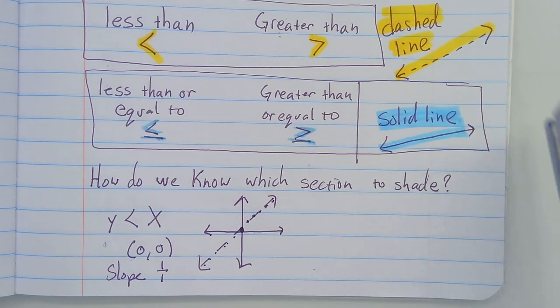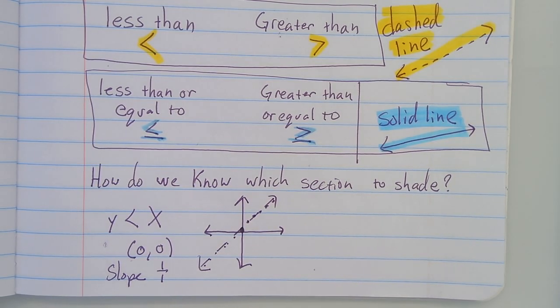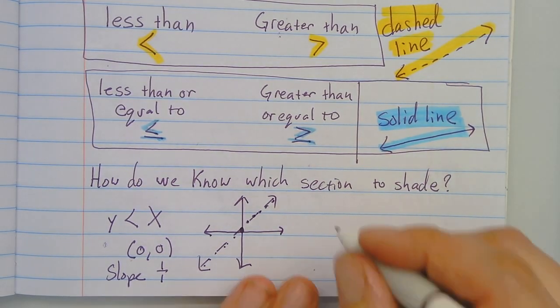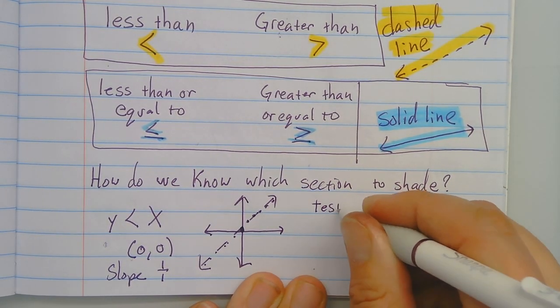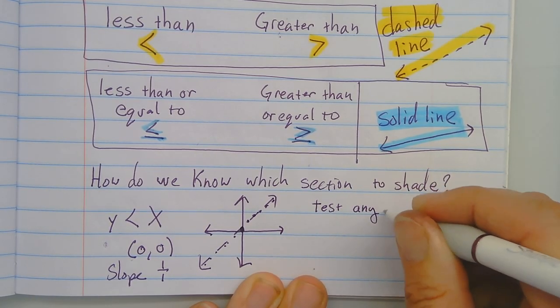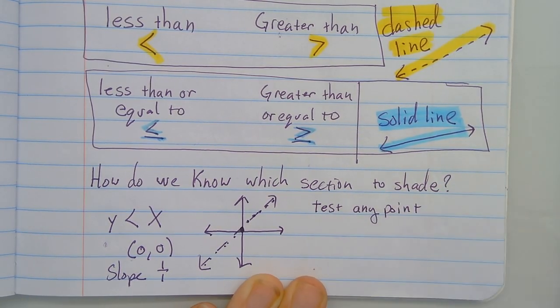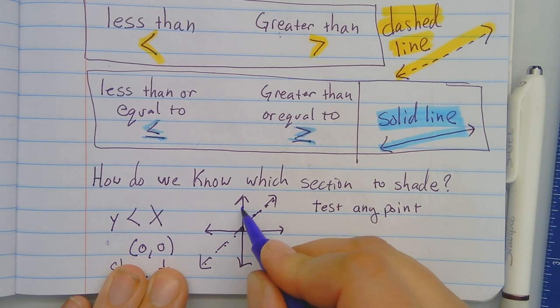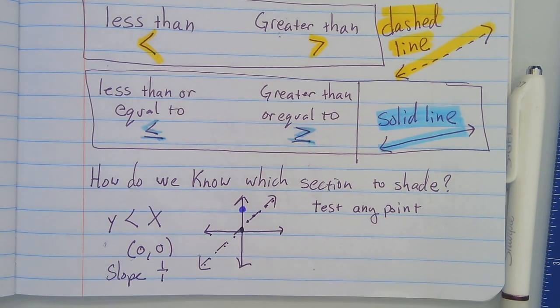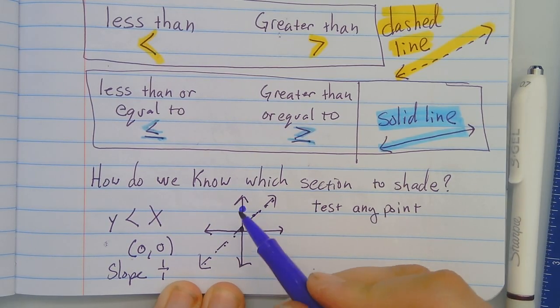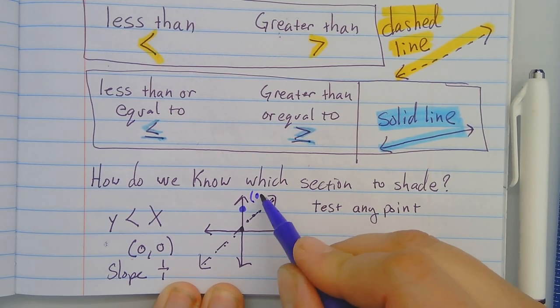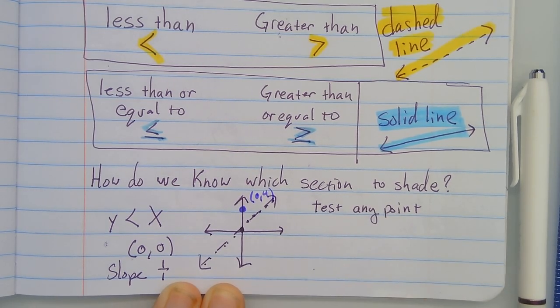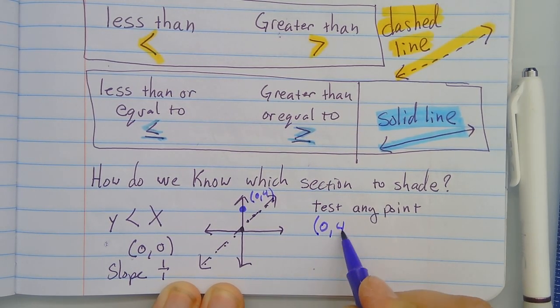You need to test a point. If you're unsure, no matter what, if you want to get an A minus on this test, you're going to need to test a point. So test a point. For example, I might choose this one right up here. What's this point? Let's say it's 0, 4. So if I picked point 0, 4, this is my x and this is my y.